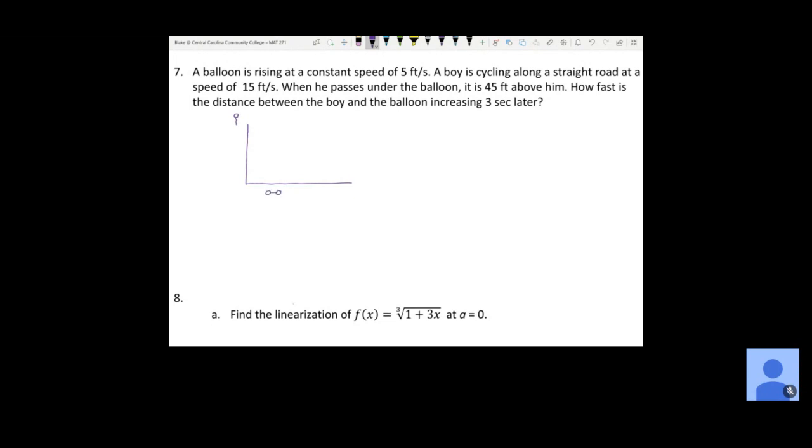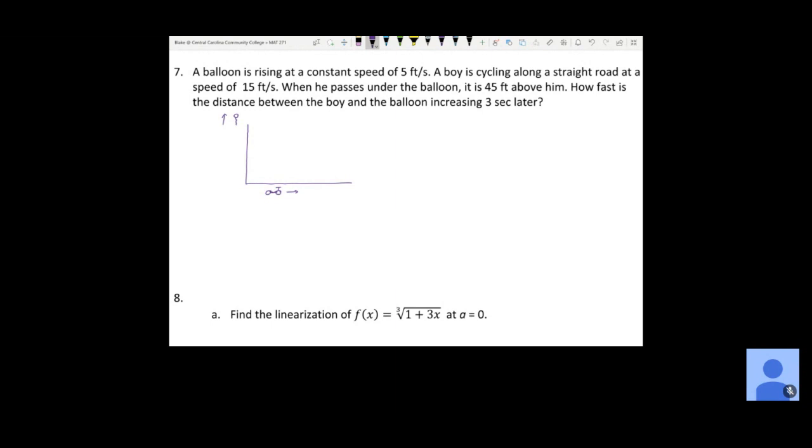Again, apologies for the poor art. Okay, but that's the best I can do. Okay. So there's our bicycle, right? So the bicycle is traveling off in this direction like this, and the balloon is rising up like this.